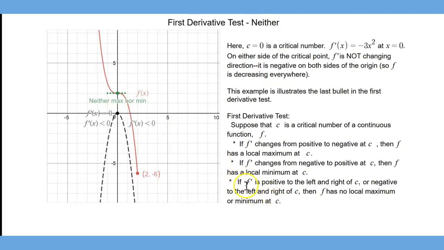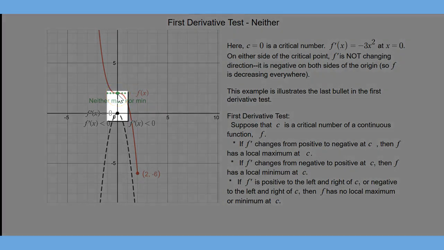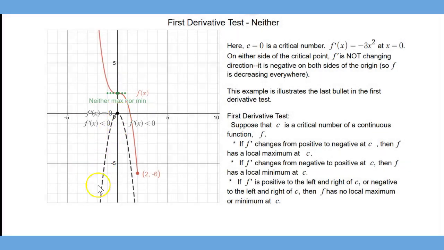And then there's the last case of the first derivative test, which is kind of inconclusive. If f prime is positive to the left and right of c, or negative to the left and right of c, then f has no local maximum or minimum at c. You know you don't have a maximum or minimum at that value, but so far it's not really telling you anything else about it. And we'll see that there is more information we can get even from this case. Here's an example of a function where the derivative is 0 when x is 0, but is negative to the left and right of that critical value. So it's not a max or min of the function f.